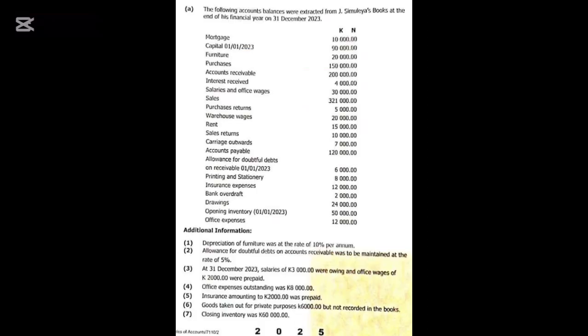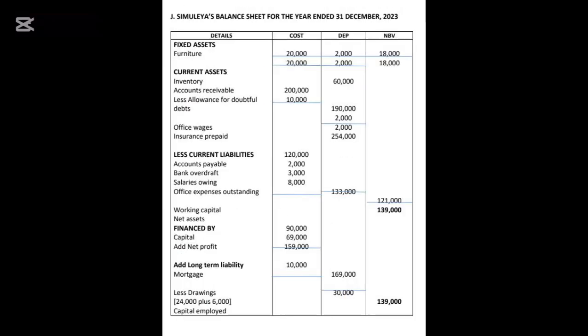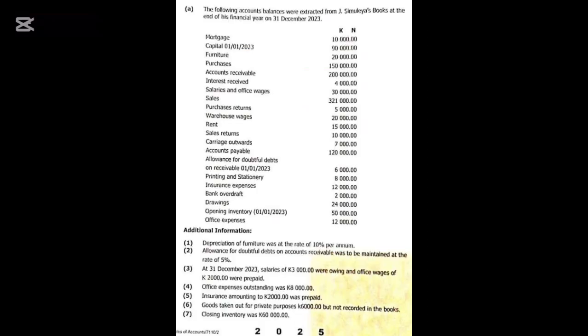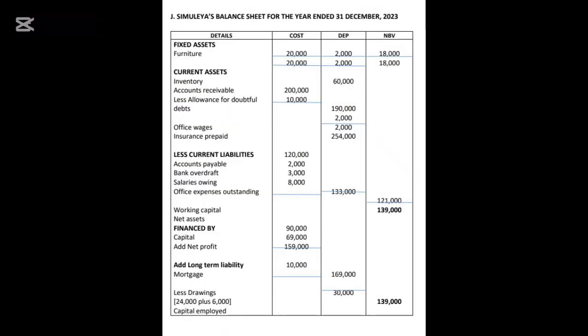Then the total drawings, we less drawings. The total drawings is 30,000. We already had 24,000 in the list of balances, and under the additional information we had 6,000 which was taken but no records were included. So you add 24,000 plus 6,000, which would give you 30,000. So you deduct from the amount 169,000, which would give you 139,000 as our capital employed. And that is all about the balance sheet.